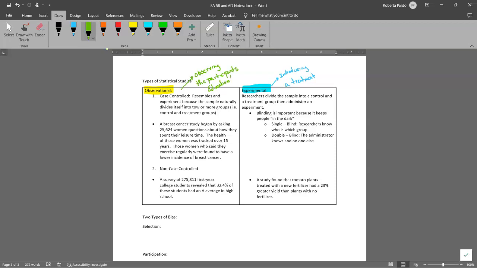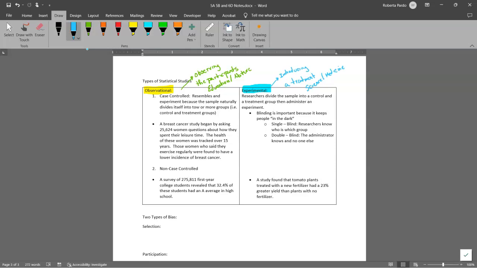Most generally, observational studies are done in education and science, maybe in nature, where most generally experiments are in sciences and in medicine. Those are generally where you see these two different types of studies. Not to say that one can't crossover to the other. It's just generally where they come from. So let's talk about experimental first because that will help us with the case controlled.